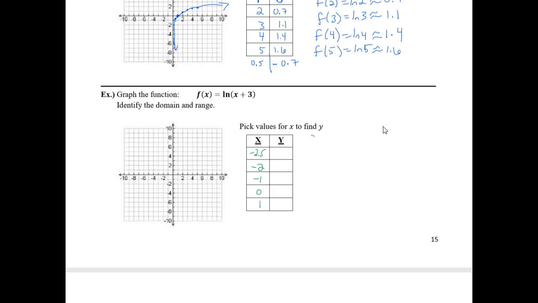So I have f of negative 2.5, which when I plug that in, I'll take the natural log of negative 2.5 plus 3, but I have to do parentheses first. So it's the natural log of negative 2.5 plus 3, which is positive 0.5. And we already did the natural log of 0.5, and we know that's going to be negative 0.7. So we did that right up here.